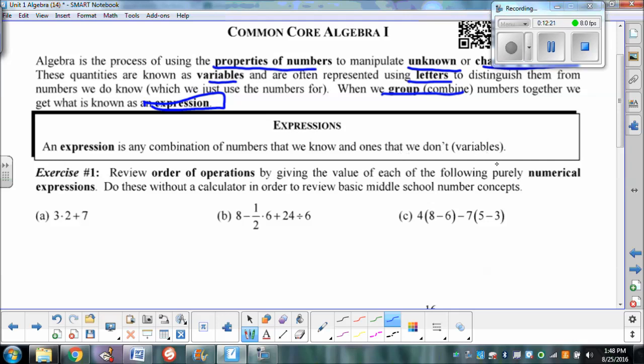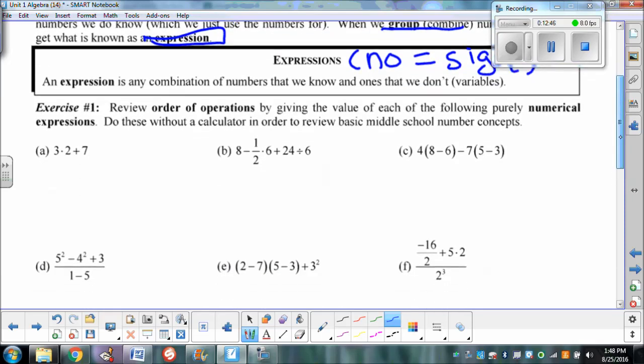So we could have numbers in there and variables. An expression does not have an equal sign. Okay, so I'm going to put that in here. No equal sign. An expression does not have an equal sign, only an equation. Think about that prefix in the word equation, that EQUA. That's reserved for the equal sign as an equation, not an expression.